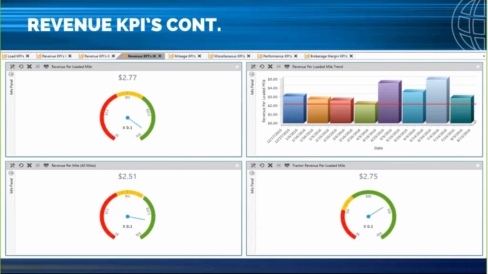In our third view of revenue KPIs, we can see revenue per loaded mile. Next to that, we can see revenue per loaded mile trends. And once again, we can see the ones that are at, above, or below the goal line that we've got set there. On the bottom, we can see revenue per mile, that's all miles, and then we can see tractor revenue per loaded mile. Once again, you have a number of different items that you can adjust on these, whether it's the time frame you're looking at or items you want to include or exclude as revenue types that are included in the calculations.